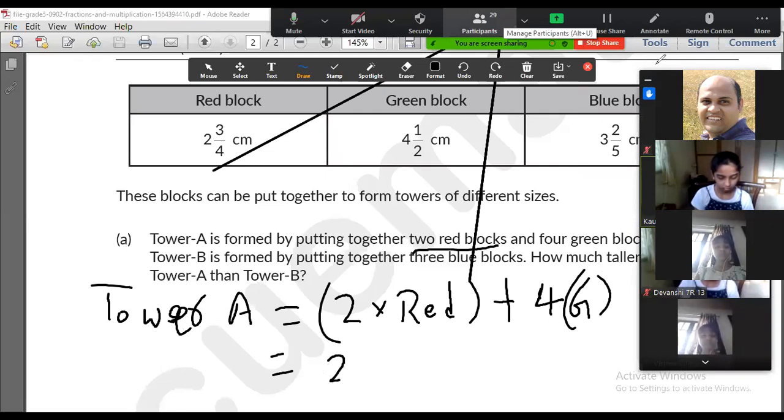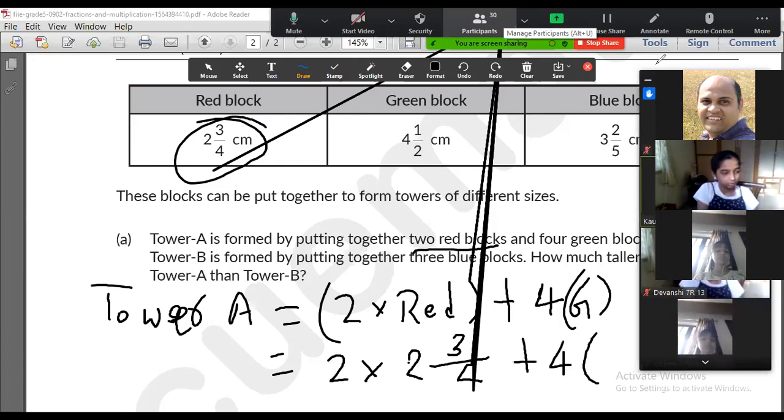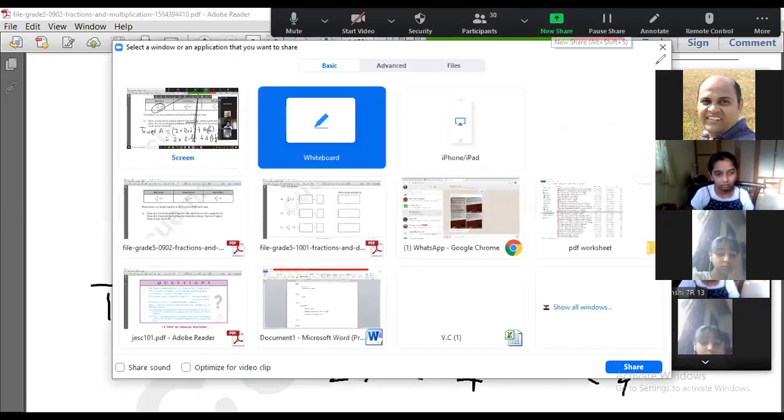That is 2 into what is the measurement for the red block? 2 into 2 whole and 3 upon 4. Right? Plus 4 into, green का क्या है? 4 whole and half. Correct? Everyone understands this? Let me show it on the whiteboard here.